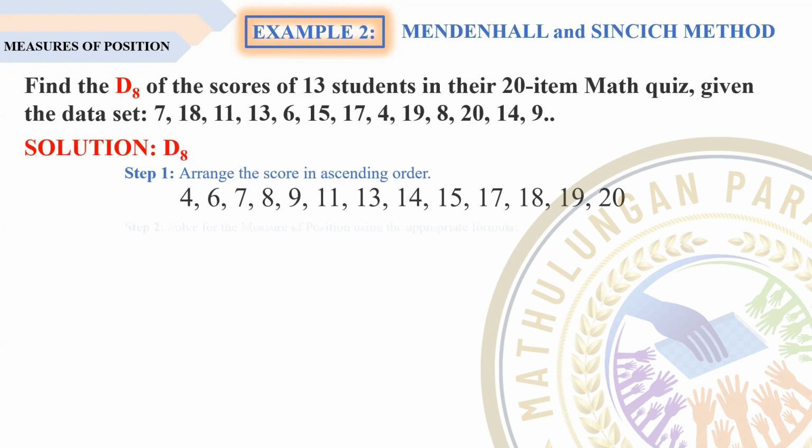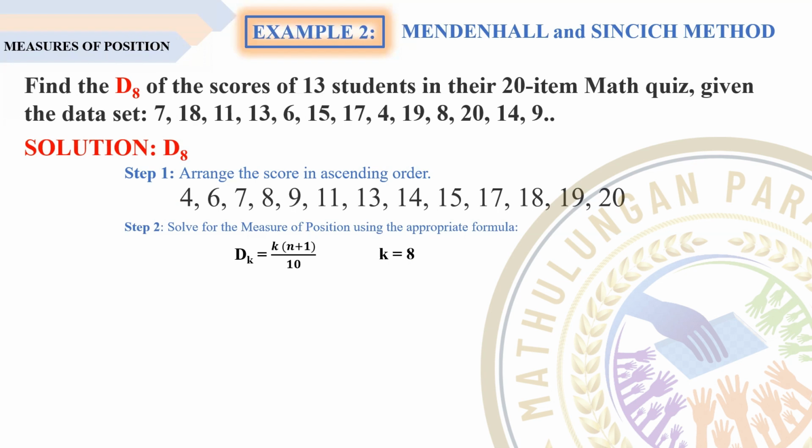Now, let us proceed sa ating step 2 na kung saan we have to solve for the measure of position using the appropriate formula. Again, step 2, solve for the measure of position using the appropriate formula. Ano ba yung appropriate formula natin? Very good. Since ang hinahanap natin ay decile 8 or the 8th decile, therefore, ang gagamitin nating formula ay yung pang decile na d sub k is equal to k times n plus 1 all over 10.